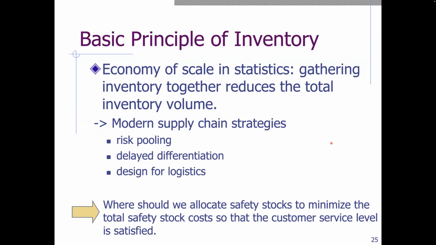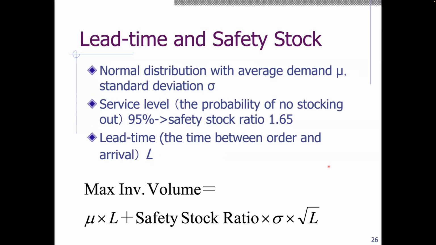The safety stock allocation model answers how to use these strategies and also answers the following questions: where to keep safety stock? Which facility should produce to stock? And which facility should produce to order? The safety stock allocation model is based on the classical formula to compute the safety inventory volume. Assume that the demand follows the normal distribution with average demand mu and the standard deviation sigma.